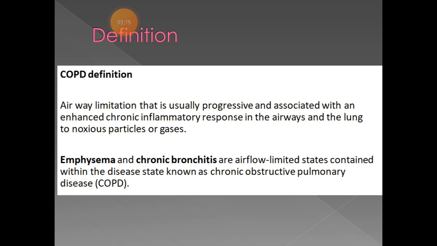And there you have to note that in previous definitions they included some other disease categories as well, 2 other disease categories particularly, that is emphysema and chronic bronchitis. I think you all have read these definitions earlier, and for me it has always been really confusing. However, I like this newer definition much better. Emphysema and chronic bronchitis are airflow limited statuses contained within the disease status known as chronic obstructive pulmonary disease. However, these 2 entities are no longer considered in the new definition.